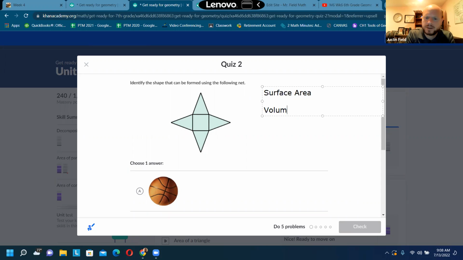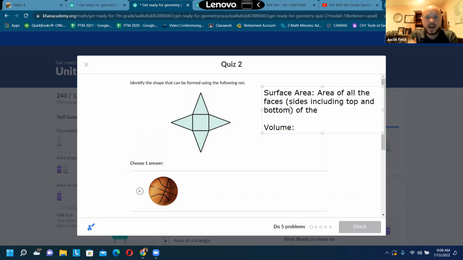I hope it comes back up in 7th grade for you. So the surface area is the area of all the faces, all the sides, including top and bottom. You know, so like all around and the top and the bottom of the figure. You find all the areas.